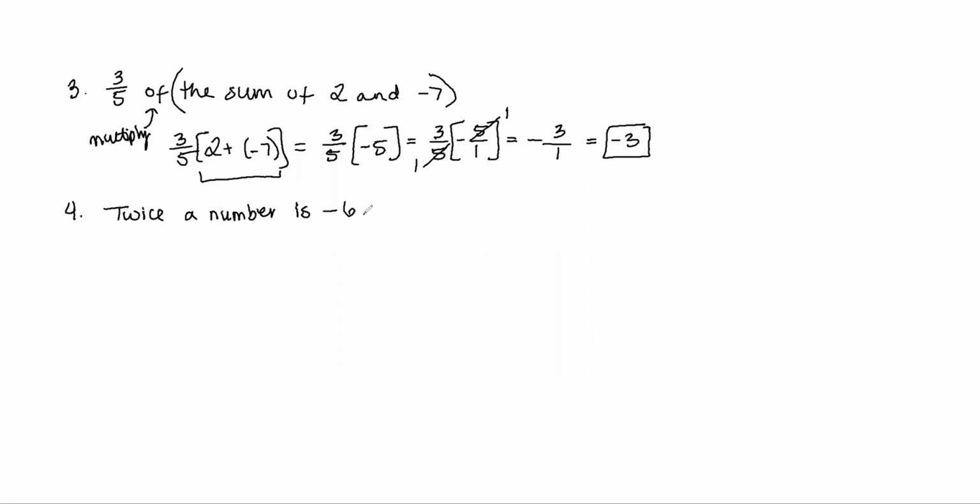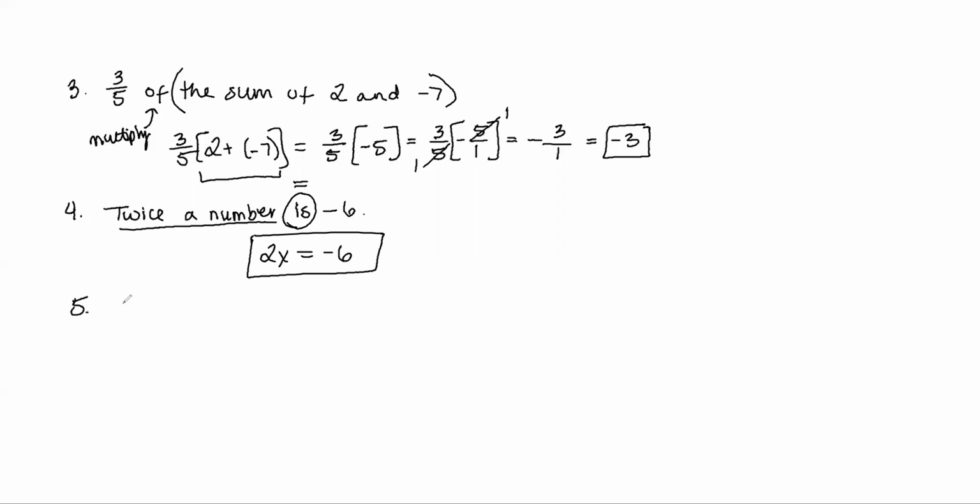So again, anytime you see the word is, this means that we have an equal sign here. So we have our equal sign, the right side is -6, and the left side is twice a number. Twice something means we're multiplying it by 2, so 2x equals -6. And we'll leave it just like that. So we're not solving these quite yet.